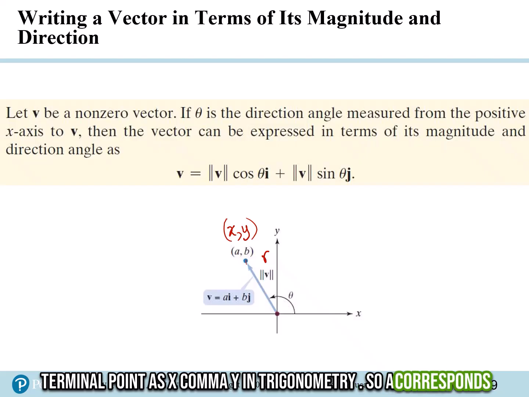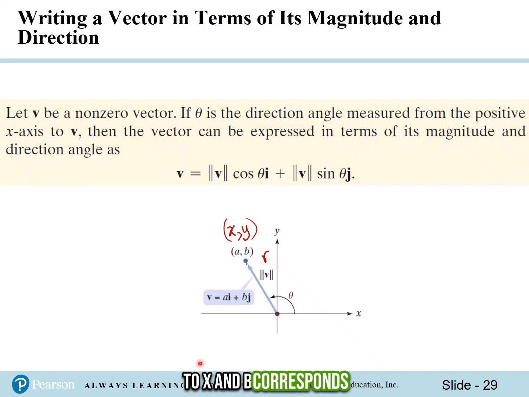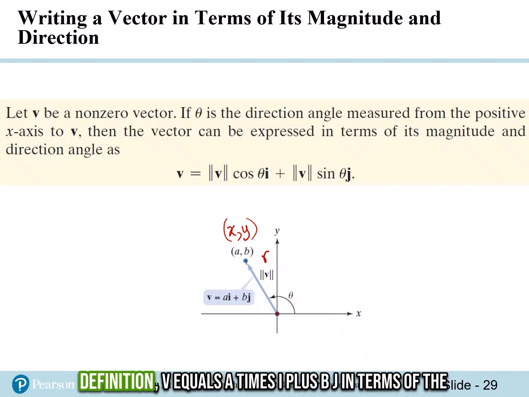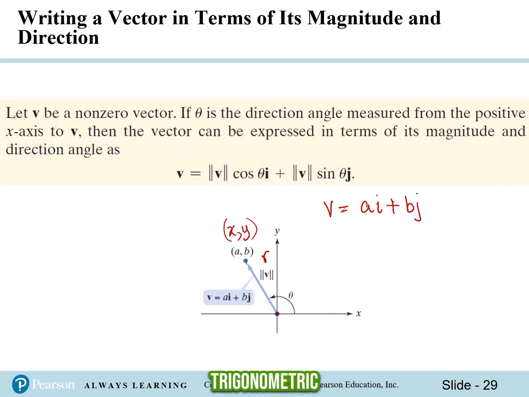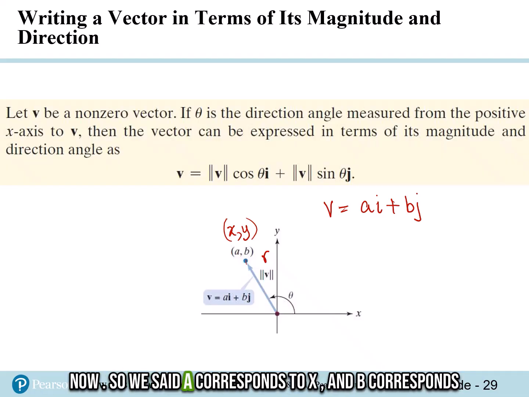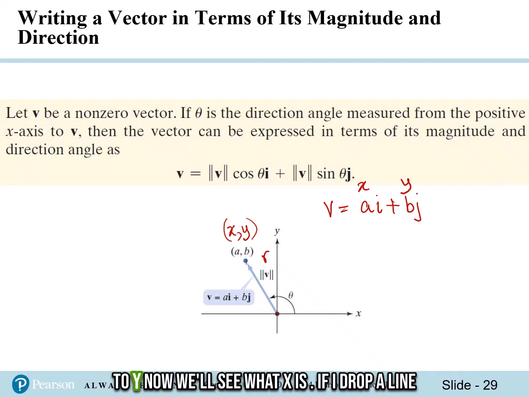So a corresponds to x and b corresponds to y, correct? Now we are trying to represent this same definition, v equals a times i plus b j, in terms of the trigonometric functions. That's the exercise that we are going through right now. So we said a corresponds to x and b corresponds to y. Now we'll see what x is.